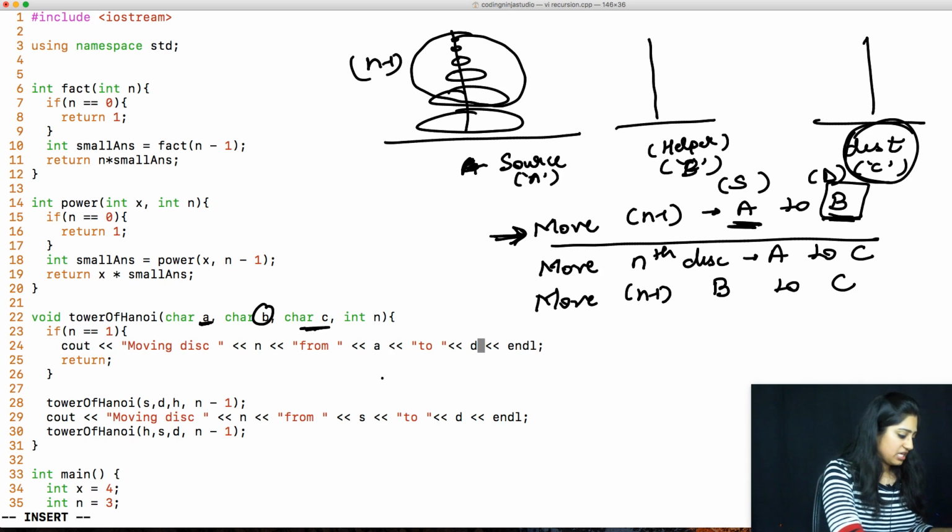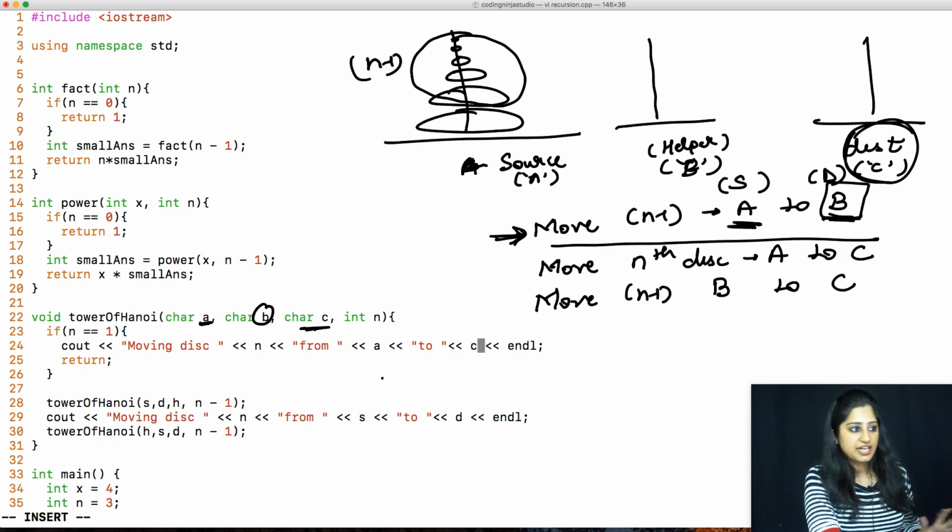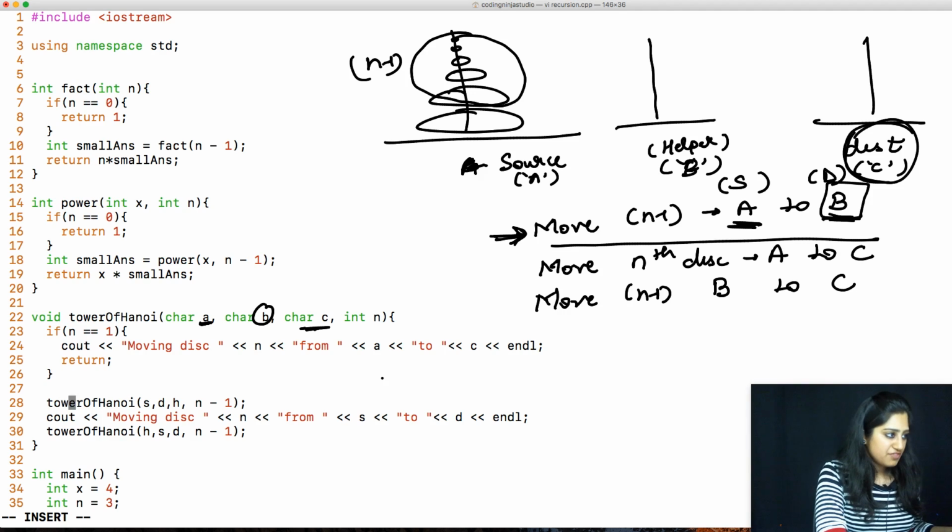These A, B, C are just the titles. I am repeating again. If there is more than one disk, what I have to do is first transfer n minus 1 disks from A to B. The third rod, that is C, is available for me as a helper. Next, what I have to do is I will move the last disk.